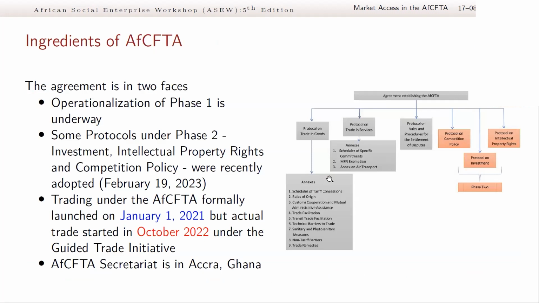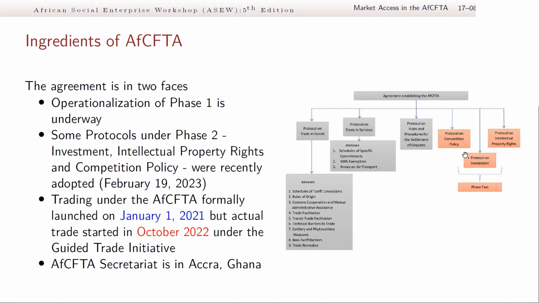To understand the agreement, it is in two phases: phase one and phase two. As you can see here, phase one entails some protocols which are key when you talk about trading goods and trading services at the same time, and also a protocol on the rules and procedures for the settlement of disputes. As you know, as people trade, definitely there will be some areas of disagreement that might arise, meaning we will need some form of dispute settlement.